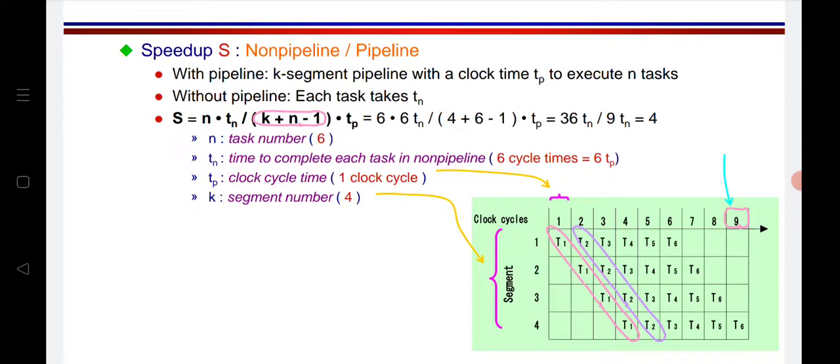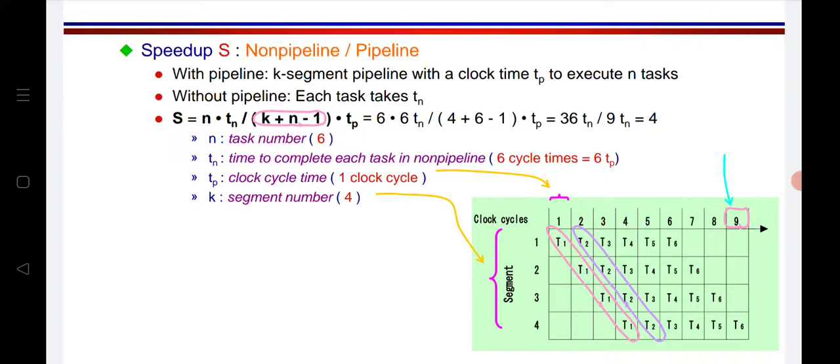Now let us see how the speed is calculated for the non-pipelining and the pipelining concept: how much time it takes, and how you are increasing your speed of operation. With pipelining, a K segment pipeline with clock pulse time Tp executes n tasks. Without pipeline, each task takes Tn seconds. So what happens here? S is equal to n into Tn divided by K plus n minus 1 into Tp. Here n is nothing but your tasks. How many tasks are there?